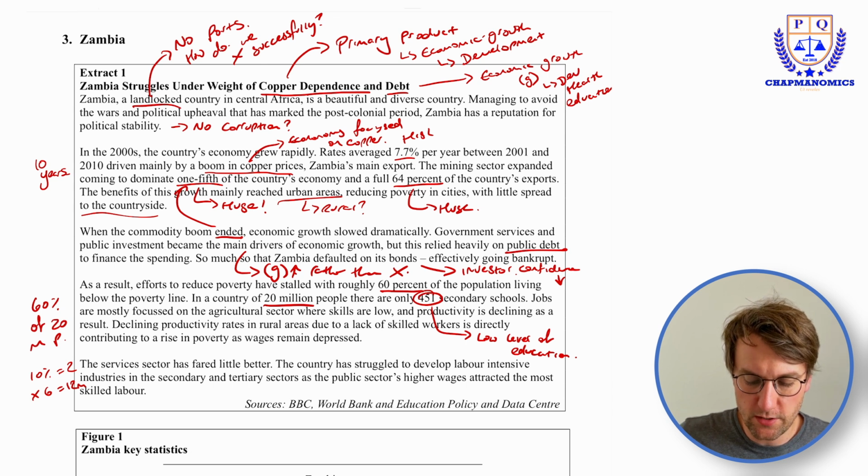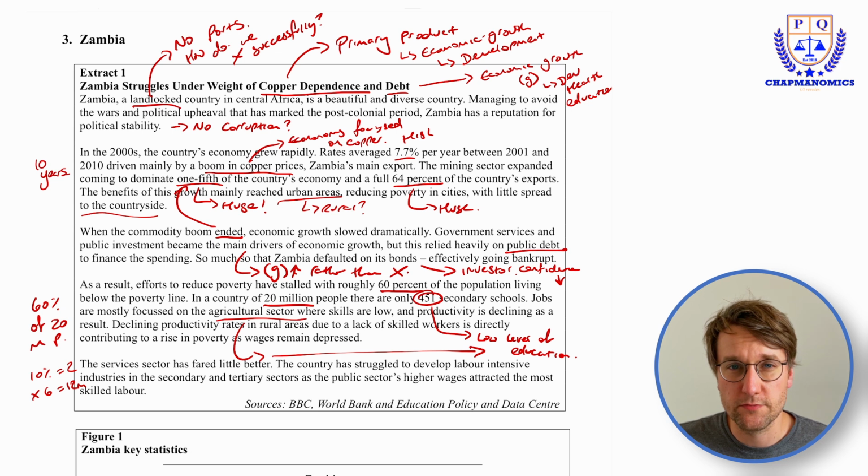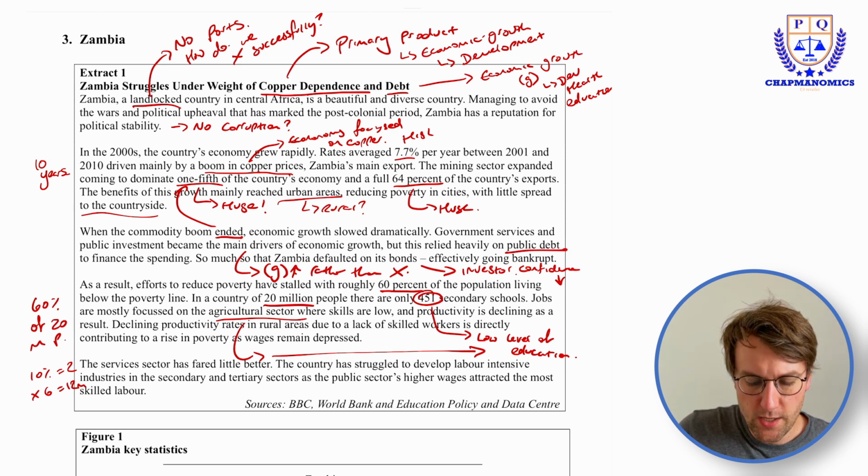Jobs are mostly focused on the agricultural sector. So again, this sort of suggests that low levels of education, potentially. Skills are low. Productivity is declining as a result, because you get diminishing returns to land. As you add more labor, the land doesn't actually get any better. You're not using it any more productively. As you keep adding labor, you've just got more people working the same land. And in fact, usually, talking agriculture, the land gets worse when that happens. Declining productivity rates in rural areas due to lack of skilled workers is directly contributing to a rise in poverty.